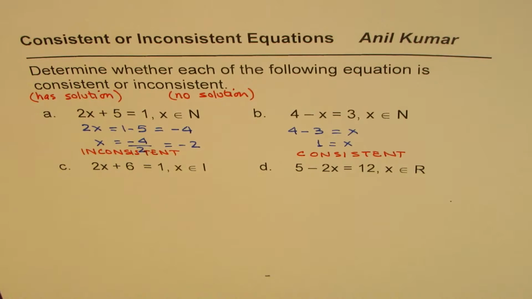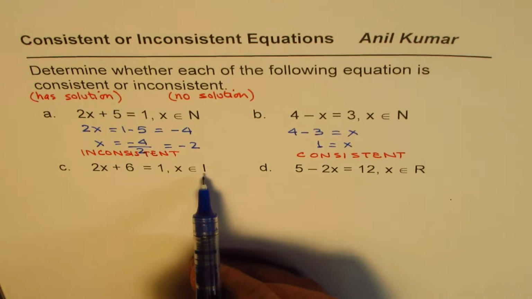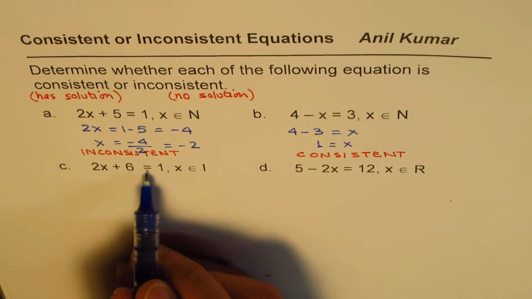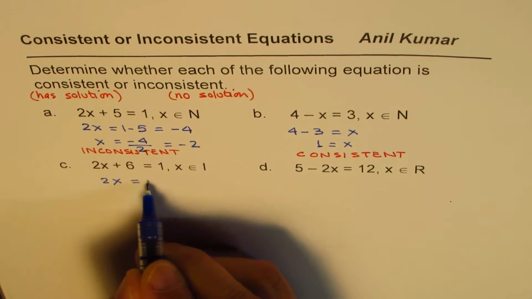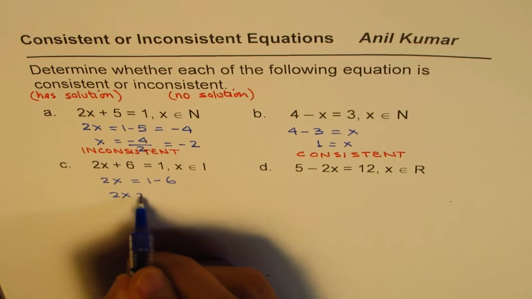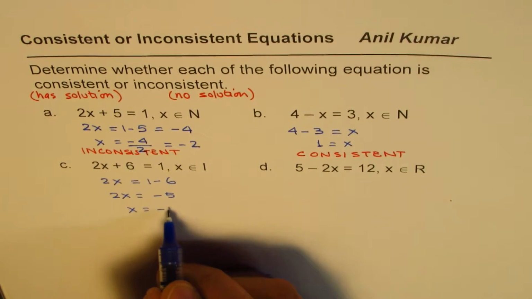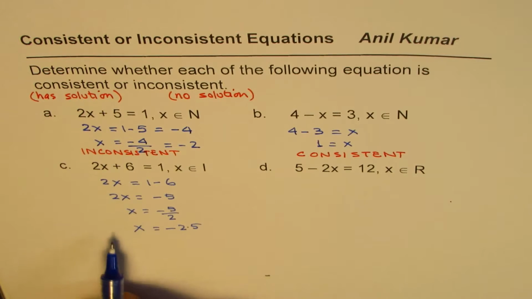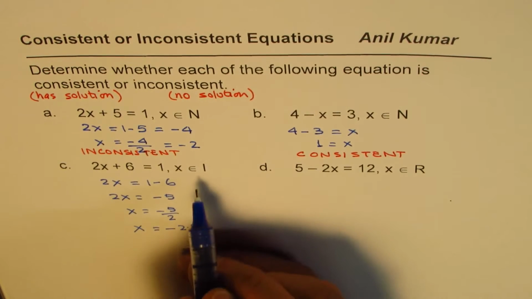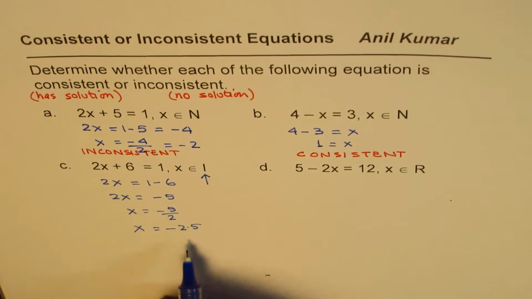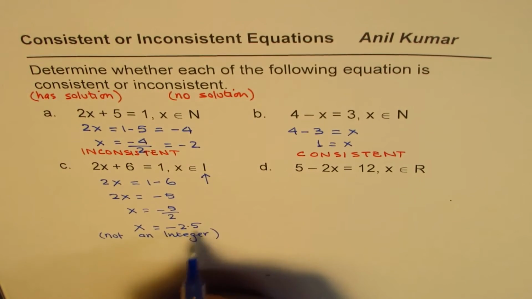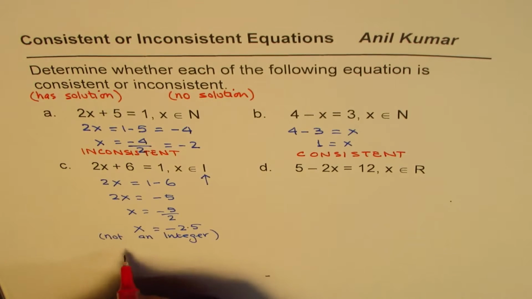I'd like you to pause the video, answer the following two questions, and then look into my suggestion. Now we are talking about integers, which could be plus or minus whole numbers like this, and 0. We have 2x plus 6 equals 1. Let's solve. 2x equals 1 minus 6, which is 2x equals minus 5. x equals minus 5 over 2, which you could write as minus 2.5, right? So we have a solution x equals minus 2.5. Now the question is, is it an integer? It is not. Since this is not an integer, we do not have a solution in the domain of integers. We'll call this equation inconsistent.